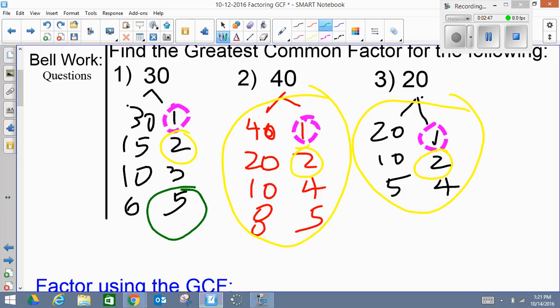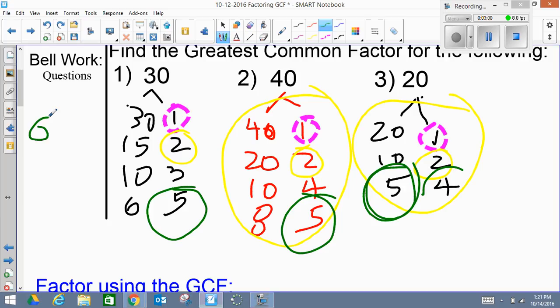I see that I have a 5 in here. Let's see if I have a 5 under the 40, and I have a, oh, that's a 4. And I have a 5 under the 20. So 5 is a common factor, and it's also the biggest number out of all of them. So that means that my greatest common factor, my GCF, for this set of numbers is 5. Okay, so that's the idea with greatest common factor.